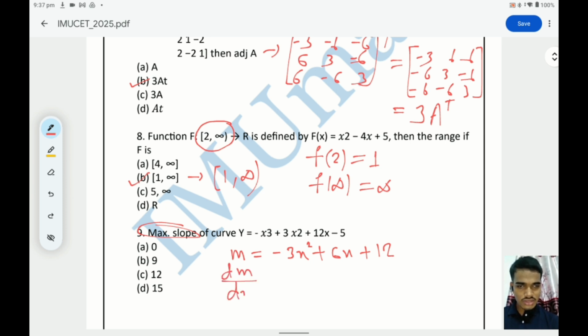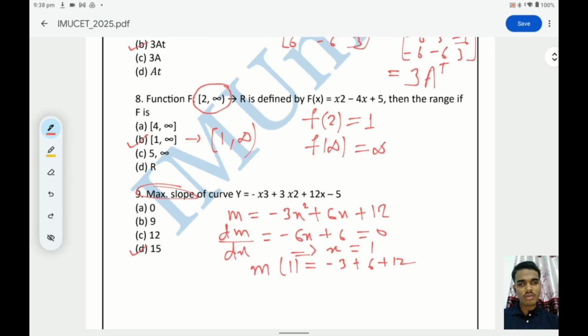This is the question of maxima and minima. It will be minus 6x plus 6, and we will equate it with 0 and find the value of x. Then x will be 1. Then we will find the maximum slope. Put x equals 1 in the slope. We will get minus 3 plus 6 plus 12, which means 15. So option D will be the correct answer.